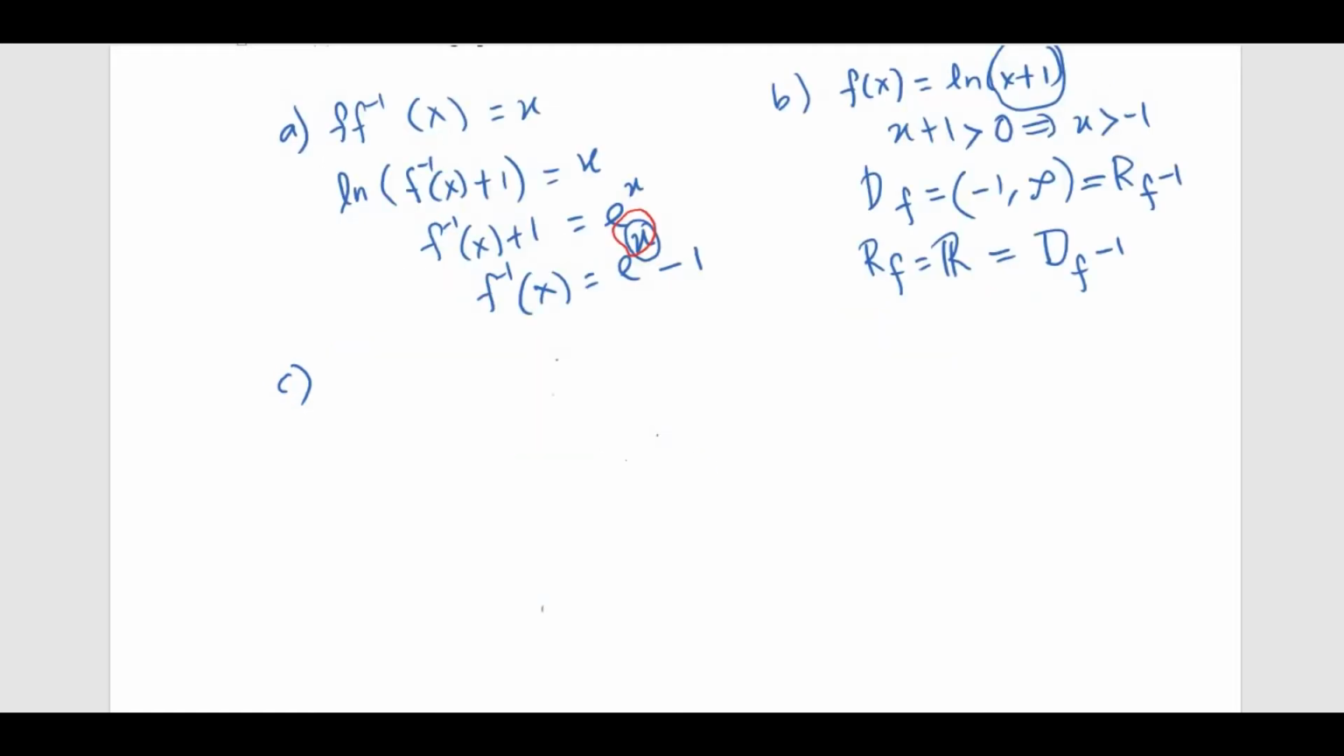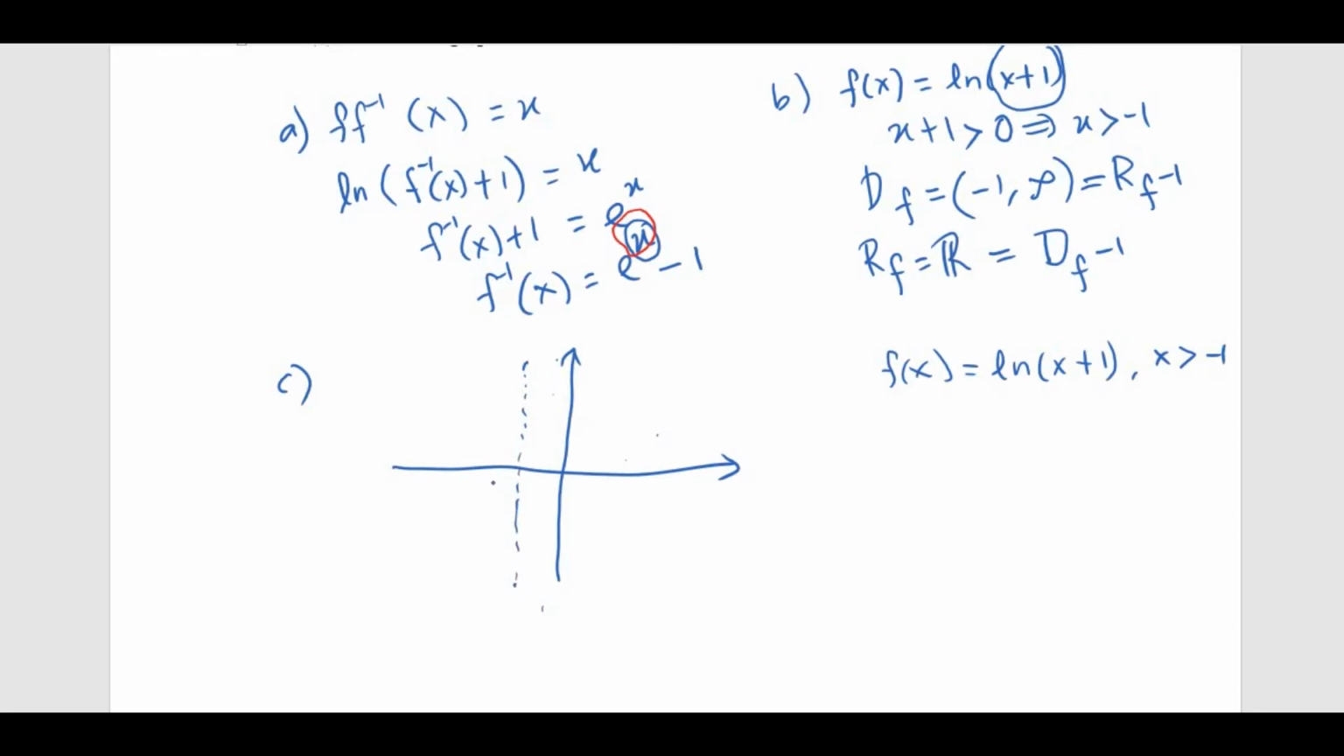Now let's sketch the graph of f and f inverse on the same axis. As usual, you must sketch the x-axis and y-axis. Okay, so you have f of x is equal to ln(x + 1), and then you have x should be greater than negative 1. So meaning that your graph should be only at the right hand side of x equal to negative 1. So there is no graph at the left hand side.